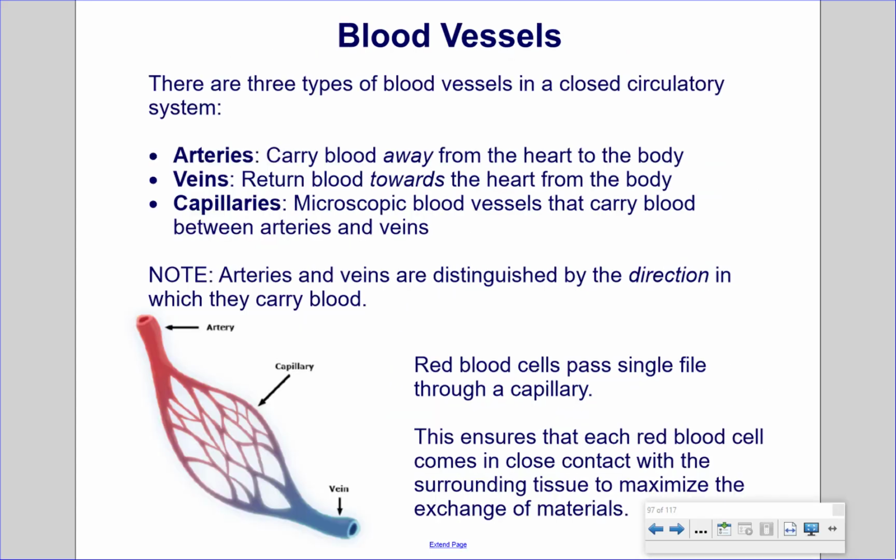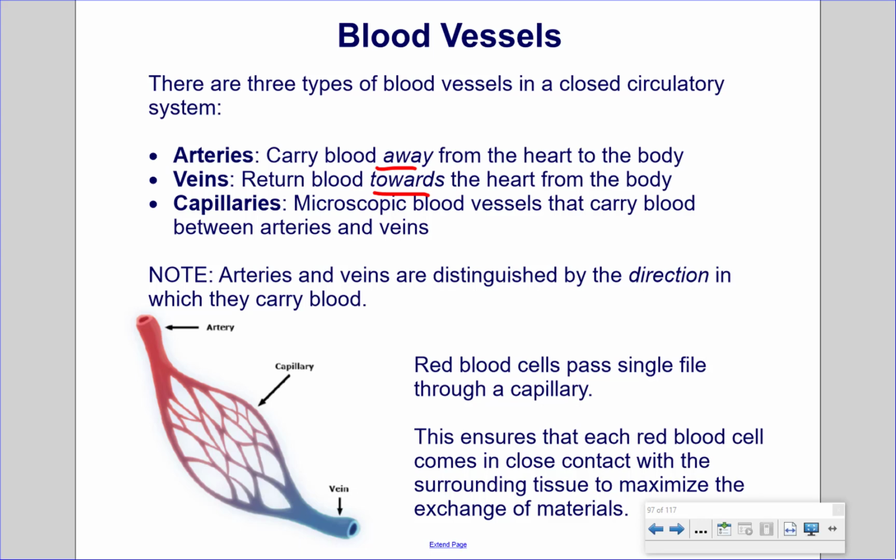Blood vessels. There are three types of blood vessels in a closed circulatory system. Arteries carry blood away from the heart and toward the body, or toward organs, and veins return blood towards the heart and away from the body, or away from the organs. Capillaries are microscopic blood vessels that carry blood between arteries and veins. Note: arteries and veins are distinguished by the direction in which they carry the blood.